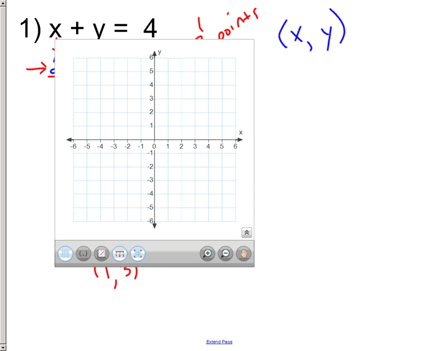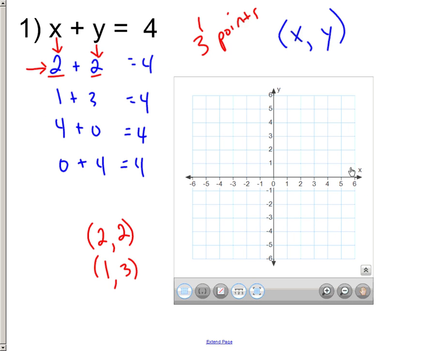I have to flip that over there. There we go. And now let's just go through and graph this. 2, 2. So the x value is first, so I go to positive 2 and then positive 2 for the y value, and there it is. And here's 1, 3, positive 1 on the x value, and positive 3 on the y axis. And there we go. You would draw a line and connect them.